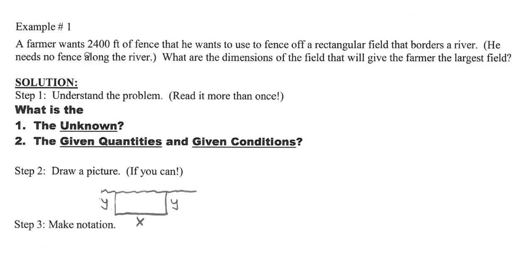A farmer wants 2,400 feet of fence that he wants to use to fence off a rectangular field that borders a river. He needs no fence along the river. What are the dimensions of the field that will give the farmer the largest field?